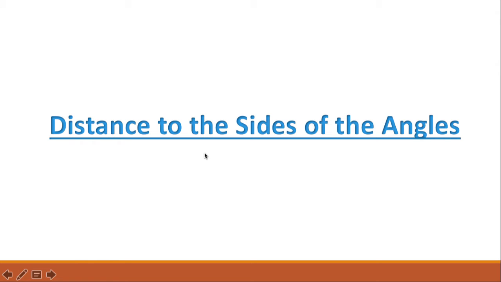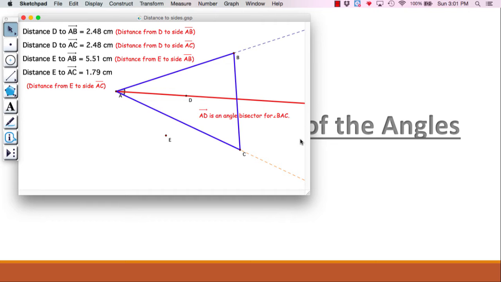I am now going to explore points that lie on an angle bisector and their distance from the sides of the angle. In triangle ABC, ray AD is an angle bisector for angle BAC. Notice that the distances from point D to each side of the angle, which are also the sides of the triangle, are the same. As I move point D along the ray, this relationship continues.